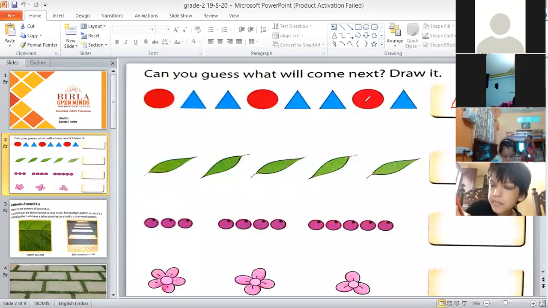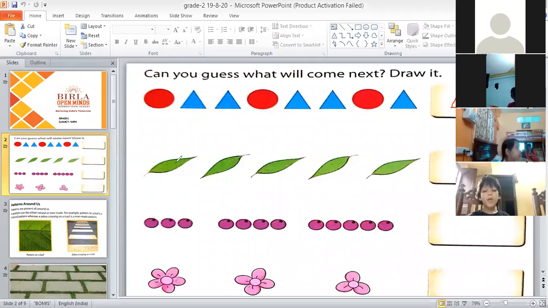So what is this? This is a pattern. As I told you, a pattern is a repeated arrangement of any shape, any number or anything. So repeated arrangement of shapes, numbers, objects, colors or any other thing is known as patterns. When we repeat something in a particular order, that is known as patterns.